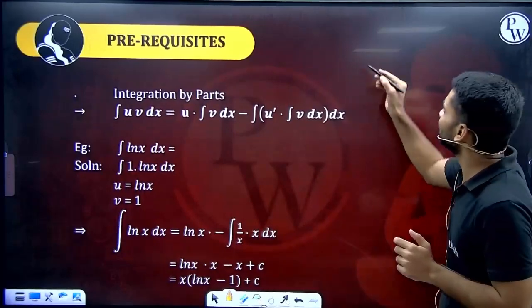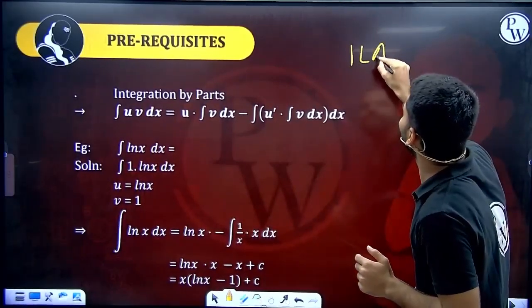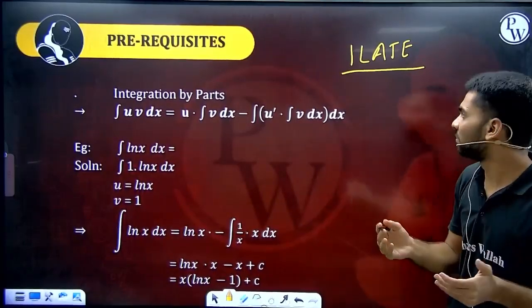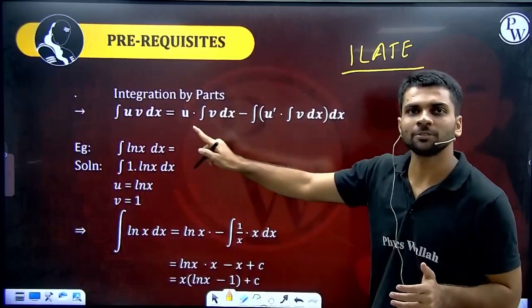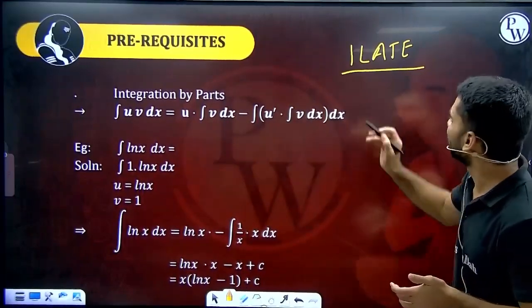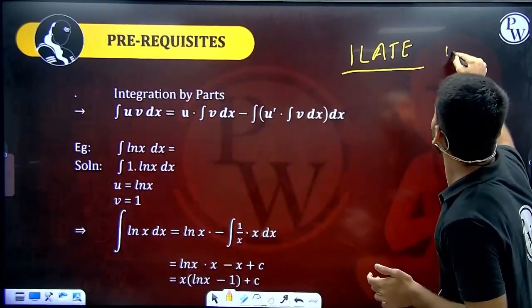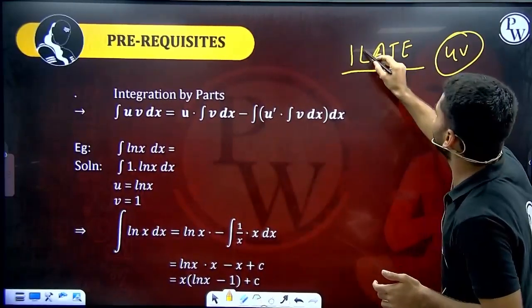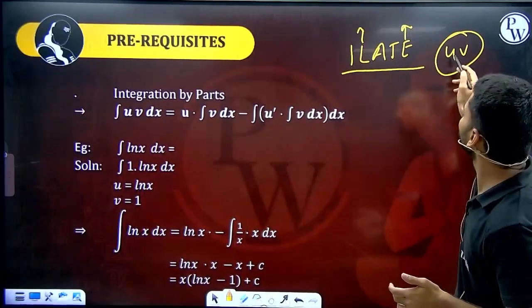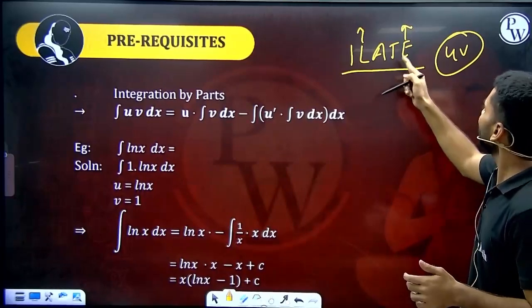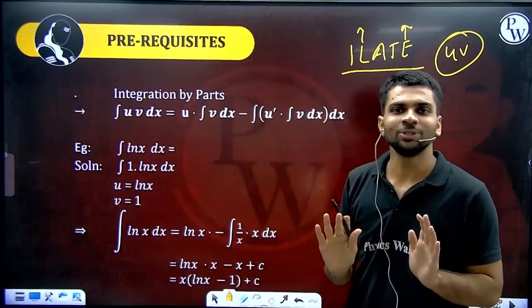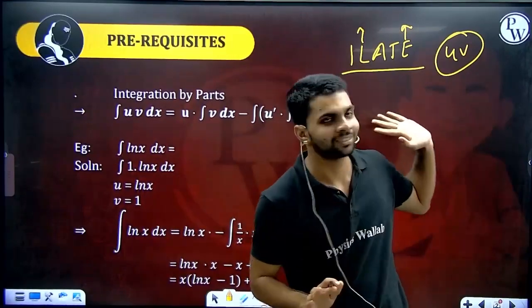So you all have studied ILATE, okay? Because the most important thing in integration by parts is basically choosing the first function, that is u, and choosing the second function, that is v. And the order is like, if there is a logarithmic function and there is an exponential function, then the logarithmic function will be chosen as u and the exponential function will be chosen as v. But I will suggest you not to cram anything like this, okay?